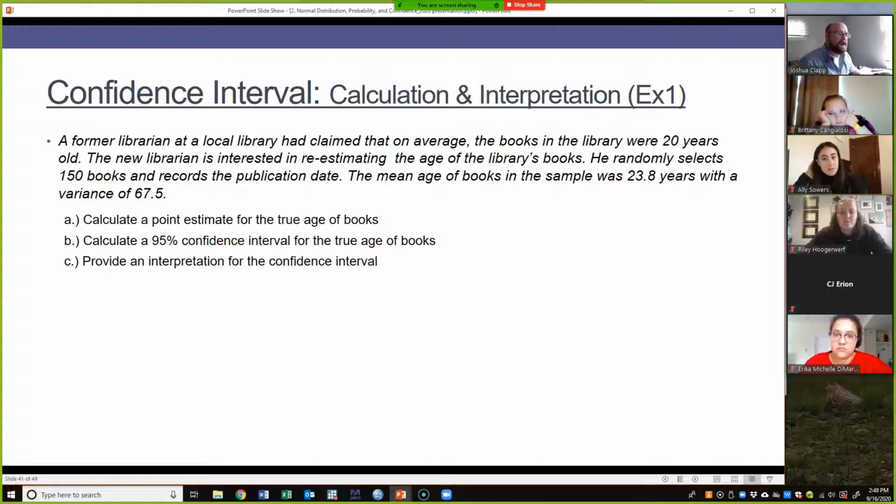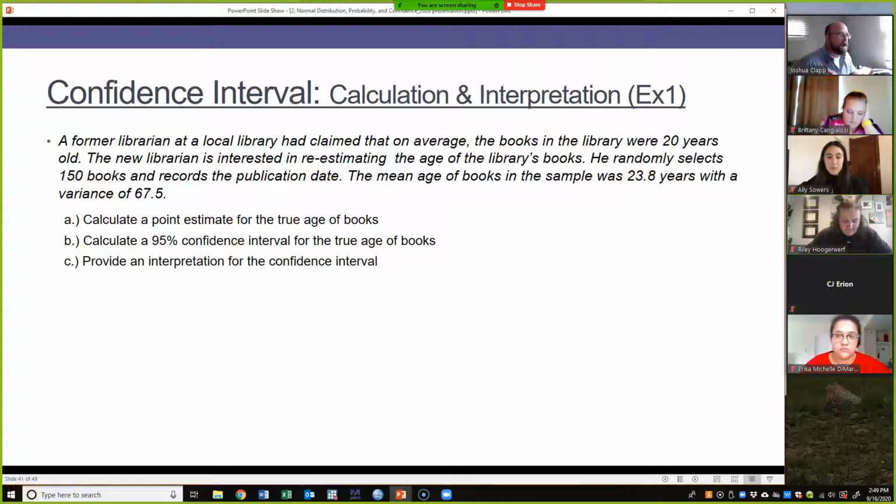And what the new guy finds is that he's got a mean age of the books in the sample of 23.8 years with variance 67.5. Based on this information, we want to calculate a point estimate for the true age of the books, calculate a 95% confidence interval, and then provide some interpretations about this. So first, number one, Riley, we're looking at a point estimate for the true age of the books. What's my point estimate based on the material here? 23.8. Perfect, right? To the best of my knowledge, based on the 150 books that I've collected, and let's say we've done a good job of randomly selecting books, my best guess for the actual population value is 23.8.